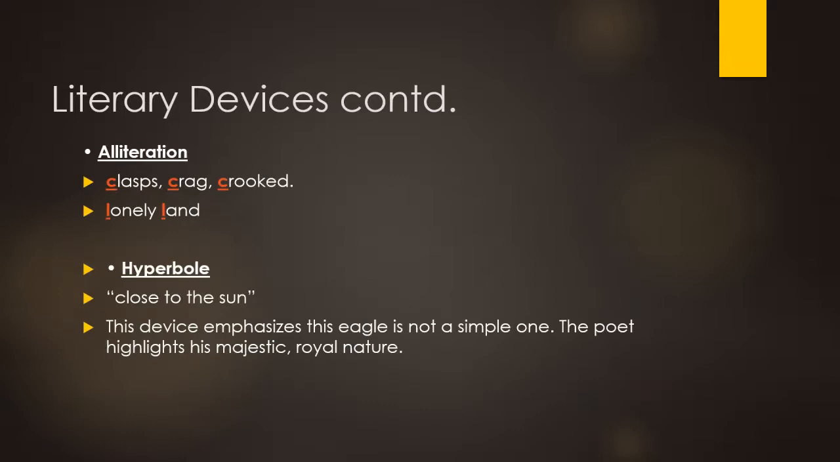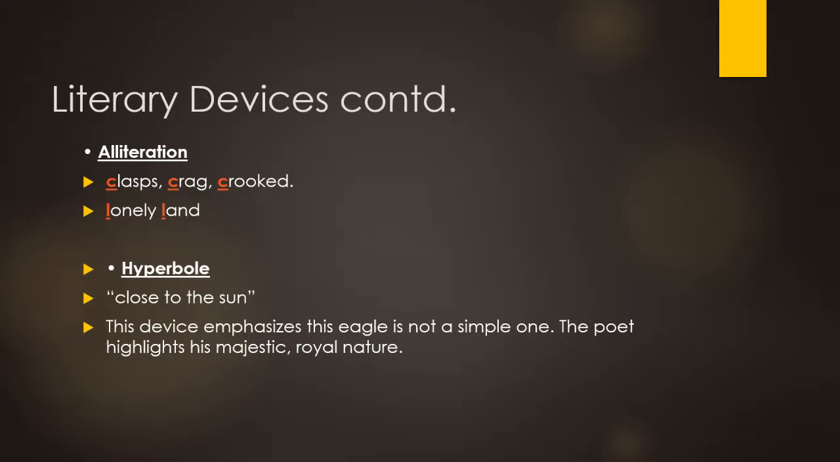There is also the use of alliteration, and alliteration is the repetition of consonant sounds in words. Usually it is a sound device, so to create some form of music. And the words clasped, crack, and crooked all begin with the consonant sound k. Also, lonely and land, these begin with the same consonant, and so it makes the poem a bit musical.